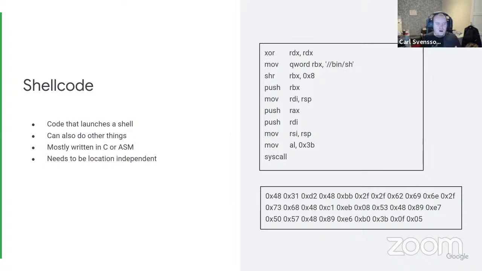Typically the code needs to be location independent. So all addresses and such inside this piece of code need to be relative to the current location, because we want this code to be able to execute wherever it ends up in memory. We have an example to the right where the top box is the assembly instructions for launching the /bin/sh program. And the bottom box is just this assembled into a sequence of bytes of machine code.